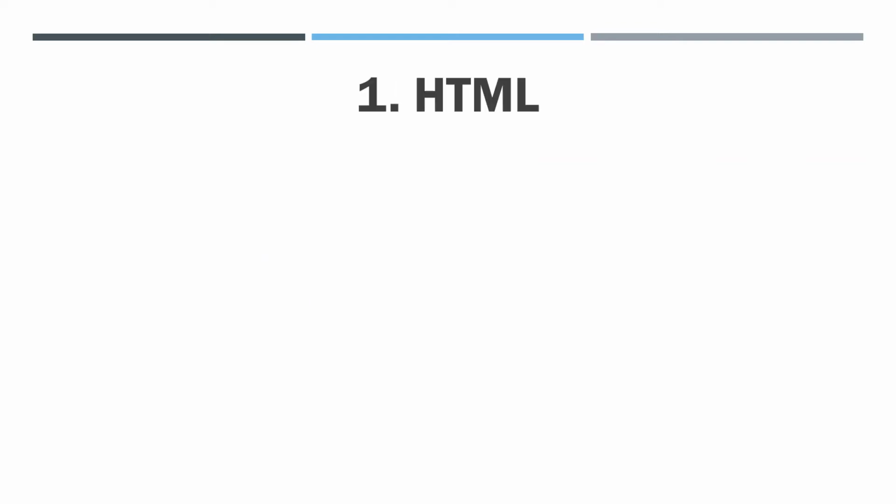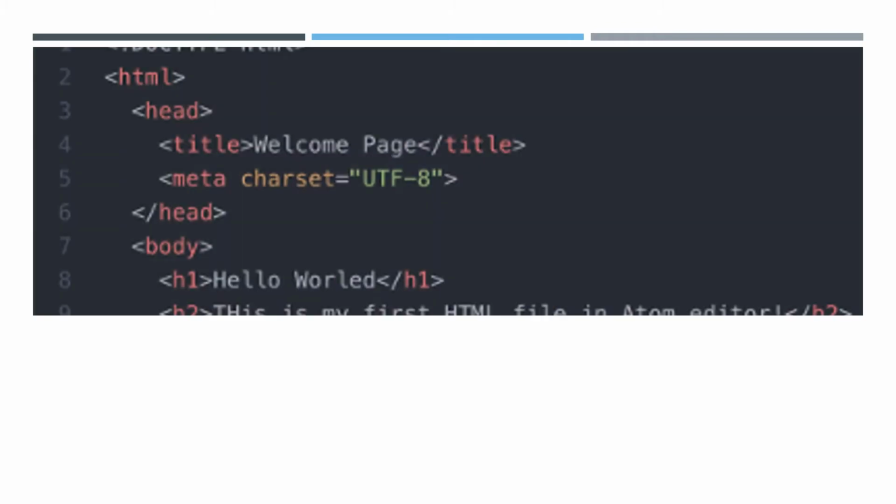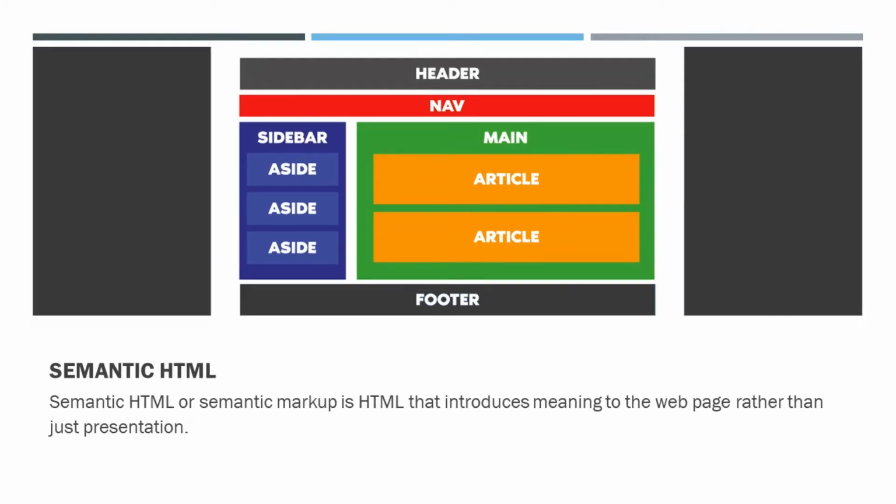First is HTML. You have to follow best practices of HTML code. In HTML, use semantic HTML. Semantic HTML or semantic markup is HTML that introduces meaning to the web page rather than just presentation. For example, a <p> tag indicates that the enclosed text is a paragraph. This is both semantic and presentational because people know what paragraphs are, and browsers know how to display them.